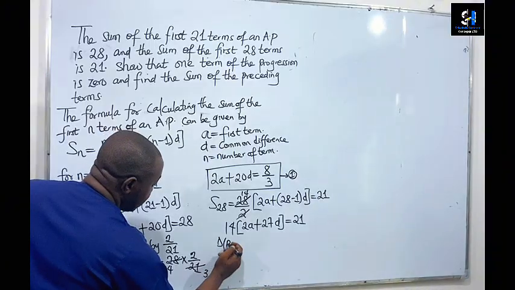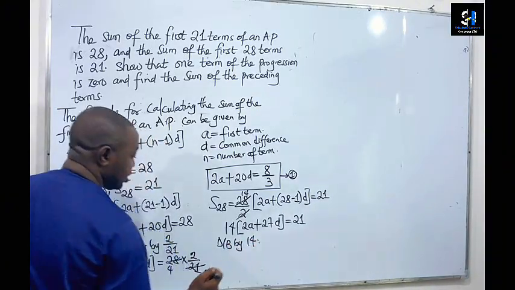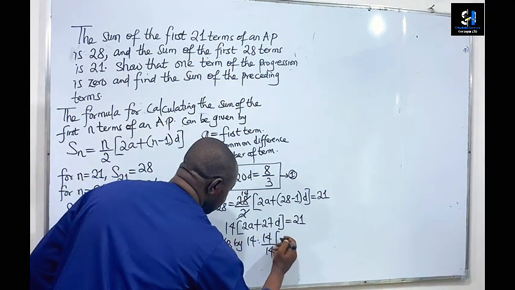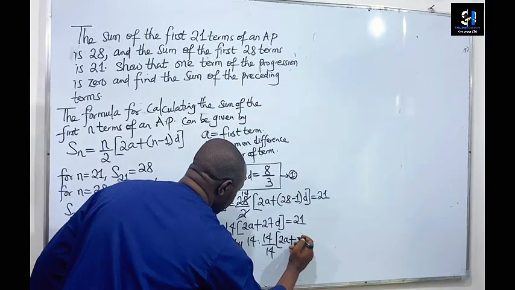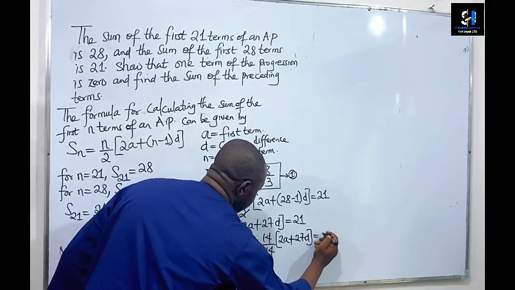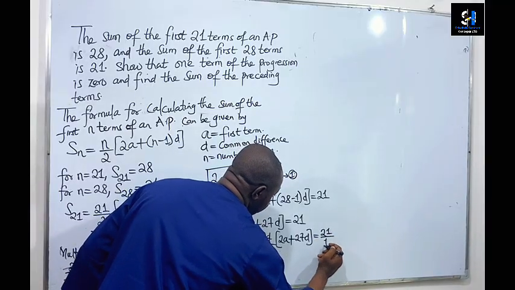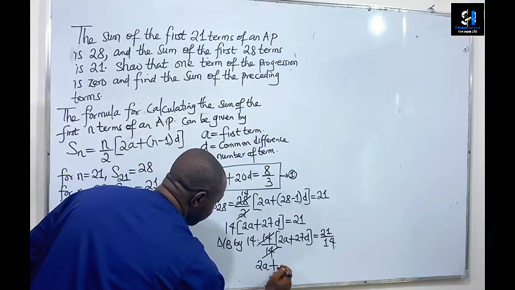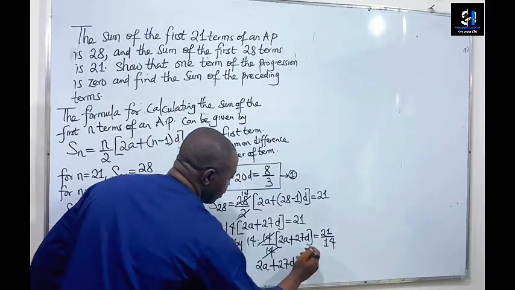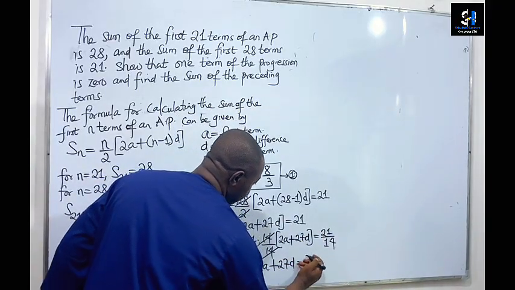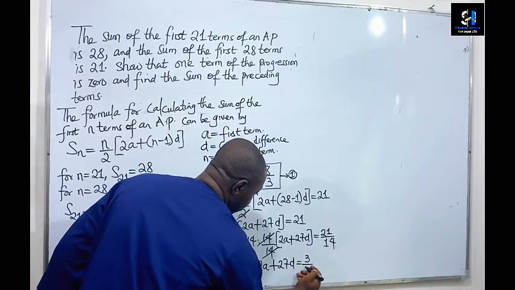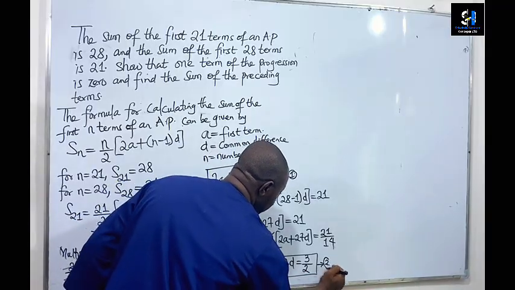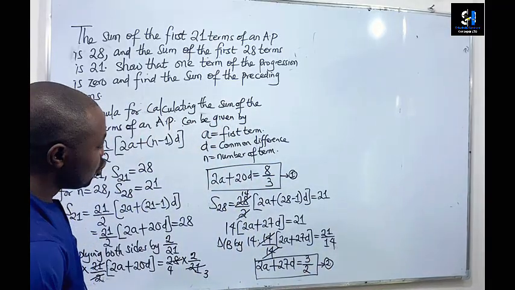What to do from here is to divide both sides by 14. On the left hand side, we have 14 divided by 14 multiplied by square bracket of 2a plus 27d, equals 21 divided by 14. So this will be 2a plus 27d equals, if you divide 21 by 7 that will be 3, and 14 by 7 will be 2. This will be our equation 2.